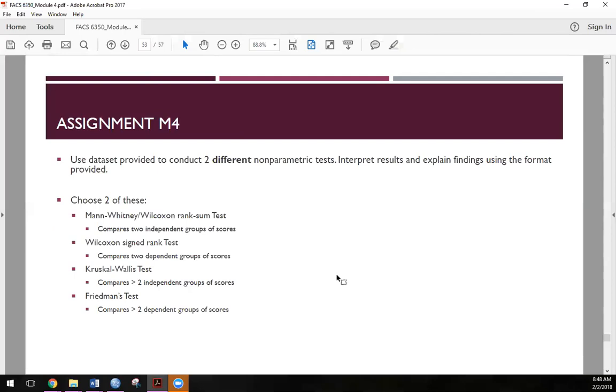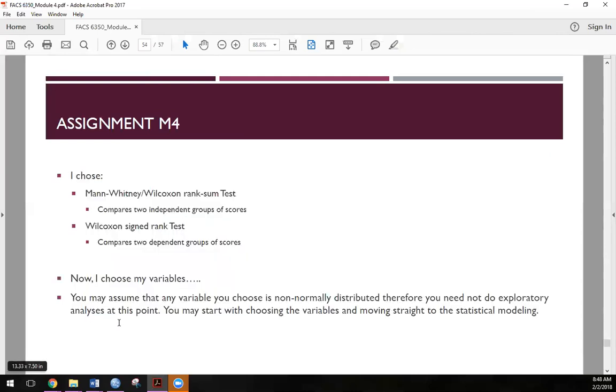So you have the M4 data set, and I want you to conduct 2 different non-parametric tests. So you choose between any of those 4 tests and run them on the data set. So an example was I chose the Mann-Whitney and a Wilcoxon because I wanted to do one that was independent and one that was dependent.